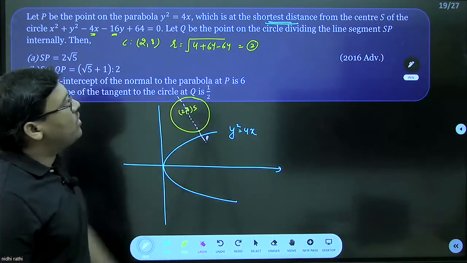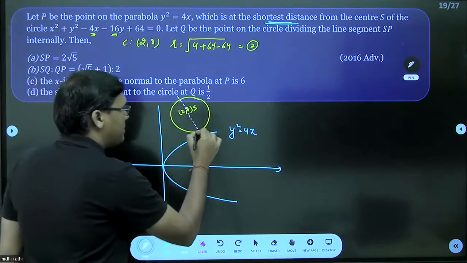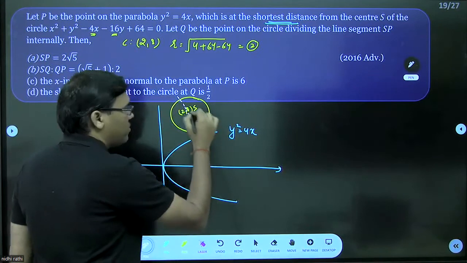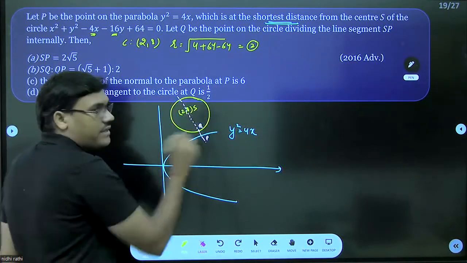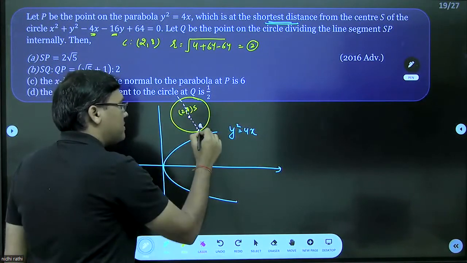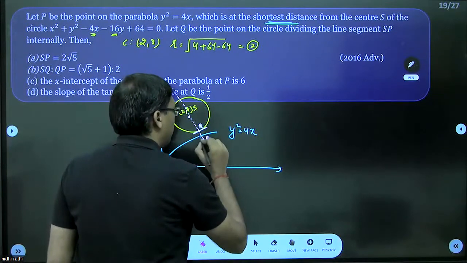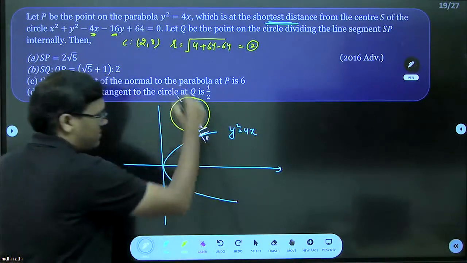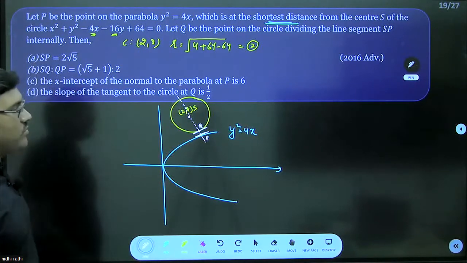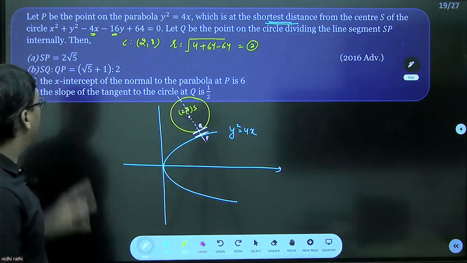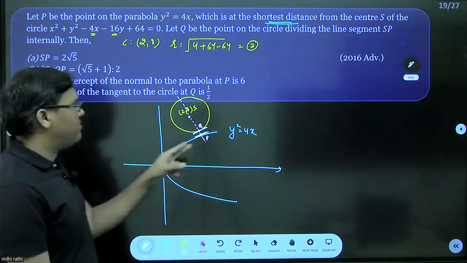Let Q be the point on this circle dividing SP internally. So let's say this is the point Q. Q is a point on this circle which is dividing SP internally. So this is point S, this is point Q, this is point P. And this is the common normal. This is the tangent and this is the tangent. That is why this is normal. Now the question is, what is SP? So for that you have to find point P. Again, for the other options also, you first have to find point P.